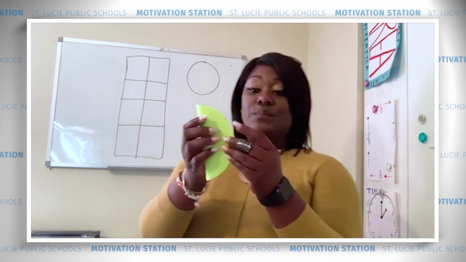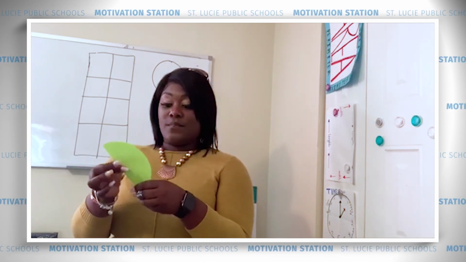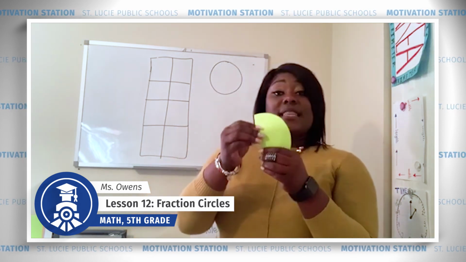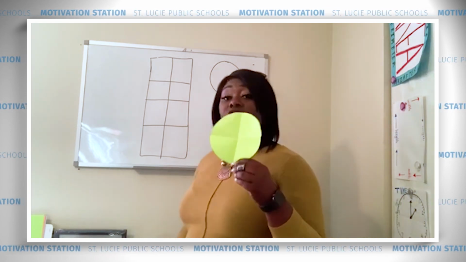Let's fold it in half. Will folding it in half give us enough parts to share with 8 people? Let's count our parts. 1, 2. I can only share this with 2 people. Let's take the half and fold that in half. And open it back up. How many parts do I have now? 1, 2, 3, 4. I have more than 2, but not enough to share with 8 people. I can share with 4 people.